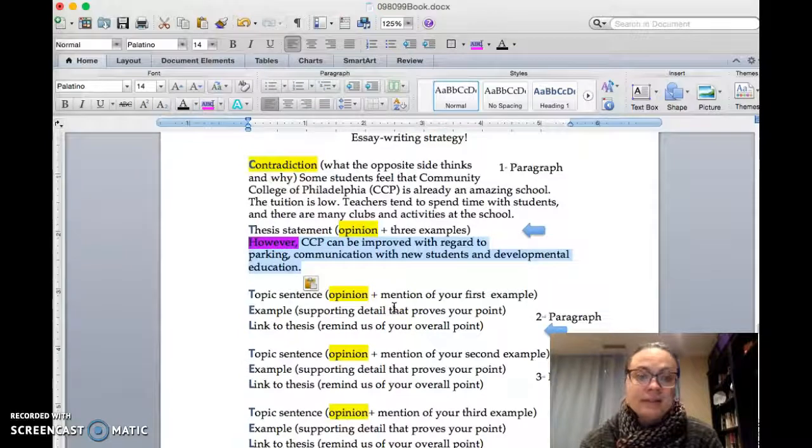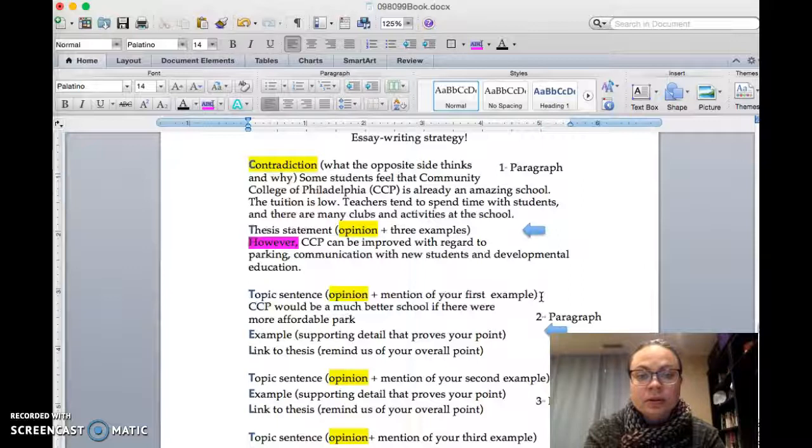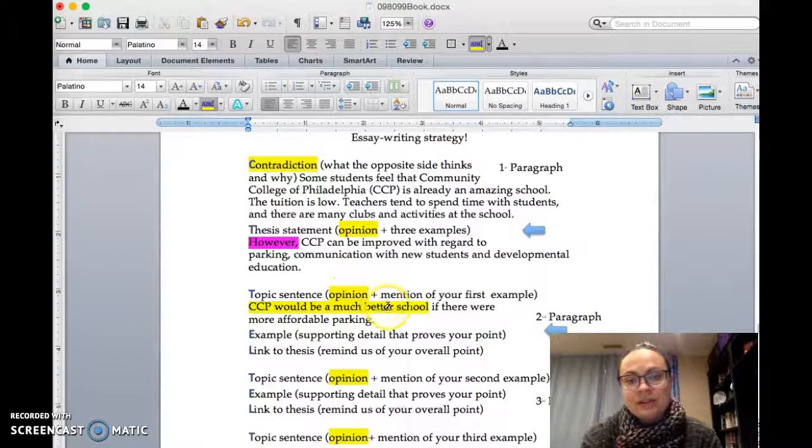So your first topic sentence is going to say, CCP would be a much better school if there were more affordable parking. Okay, and what does that come from? Your opinion, right, is CCP would be a much better school. We've got your opinion, and we're going to make it yellow so that it looks like what's in parentheses here. That's your opinion, and then mention of your first example: if there were more affordable parking. So here we had with regard to parking, right, and then we have if there were more affordable parking. So we've actually added, your topic sentence has to both have your opinion and the example you're going to talk about. Then it becomes very easy, right?